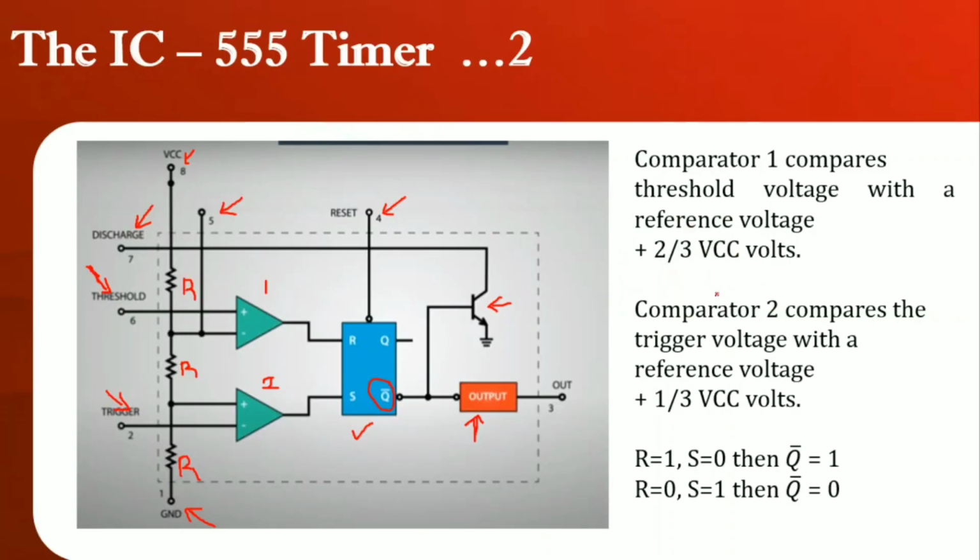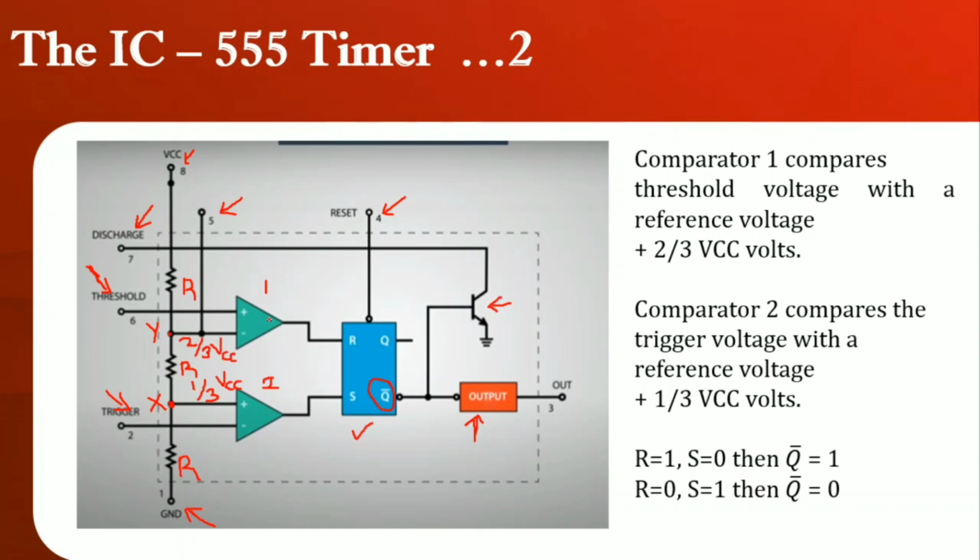Now, look at the circuit. Here, you can directly see that this is the point X and this is the point Y, right? So, at point X, the voltage drop is 1/3 times of VCC. At point Y, the voltage drop is 2/3 times of VCC.